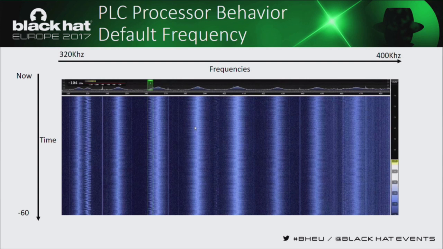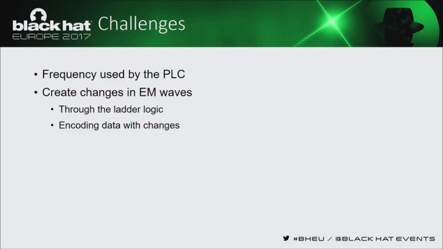To understand what frequencies are used by our PLC, we basically had to build this setup: an antenna pointing to a PLC, and start browsing the electromagnetic spectrum with Console SDR, looking for some kind of pattern. Meanwhile, we were turning the PLC on and off, trying to see if we would see some kind of pattern appearing and disappearing. It took us some time, but eventually we found that our PLC affects frequencies in the range of 320 kHz to 400 kHz. Great, so now we know what frequencies are affected by the PLC.